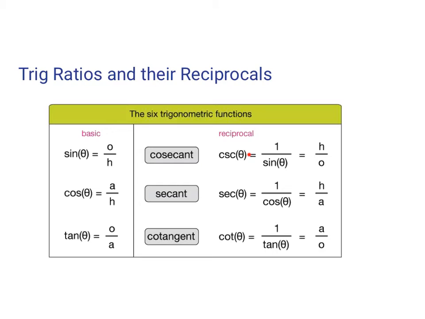So for instance, cosecant theta is the same as 1 over sine theta, which means we flip the h and the o, so hypotenuse over opposite. Secant theta equals 1 over cos theta, again flipping the h and the a, so hypotenuse over adjacent. And finally, cotangent is equal to 1 over tan theta, and that's equal to adjacent over opposite.